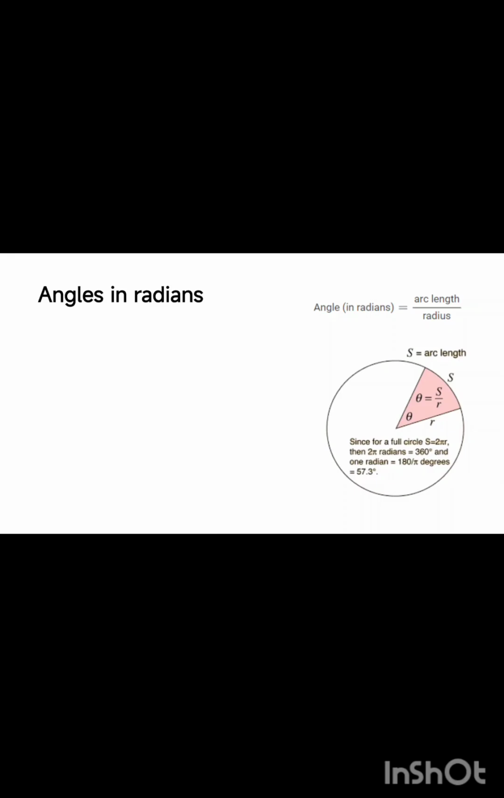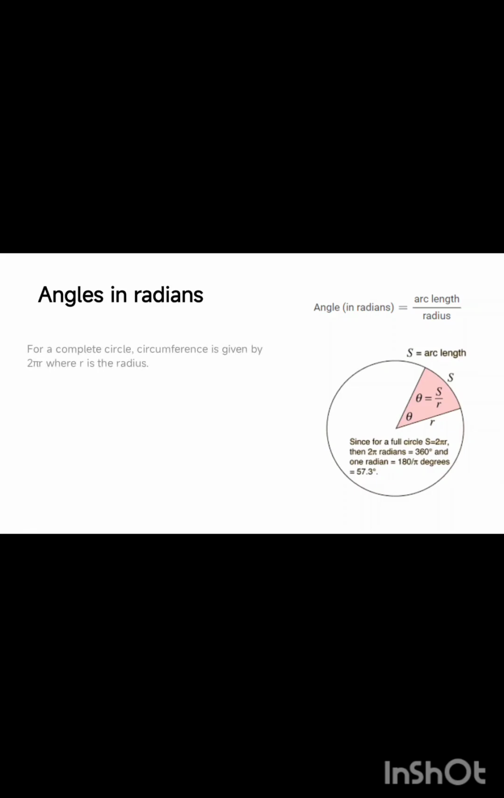If the object is doing a complete circle in this circular path, which is equal to one complete revolution, then it is moving along the circumference, and the formula for the circumference is 2 pi r. So here the arc length will be equal to the circumference of the circle.